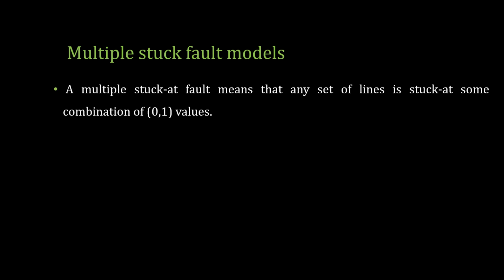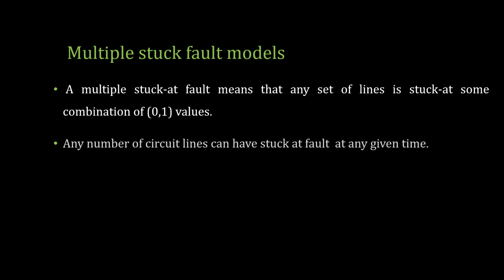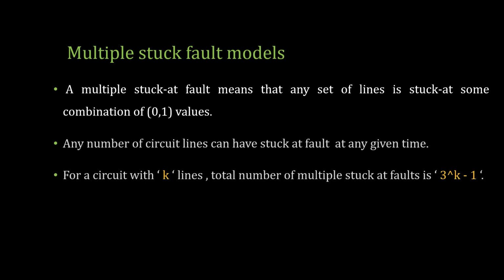Now let's discuss the last topic of this module, multiple stuck fault models. A multiple stuck-at fault means that any set of lines is stuck at some combination of 0, 1 values. So in this case, any number of circuit lines can have a stuck-at fault at any given time. It's not just a single stuck-at fault, but multiple stuck-at faults. For a circuit with k lines, the total number of multiple stuck-at faults is 3 raised to k minus 1.